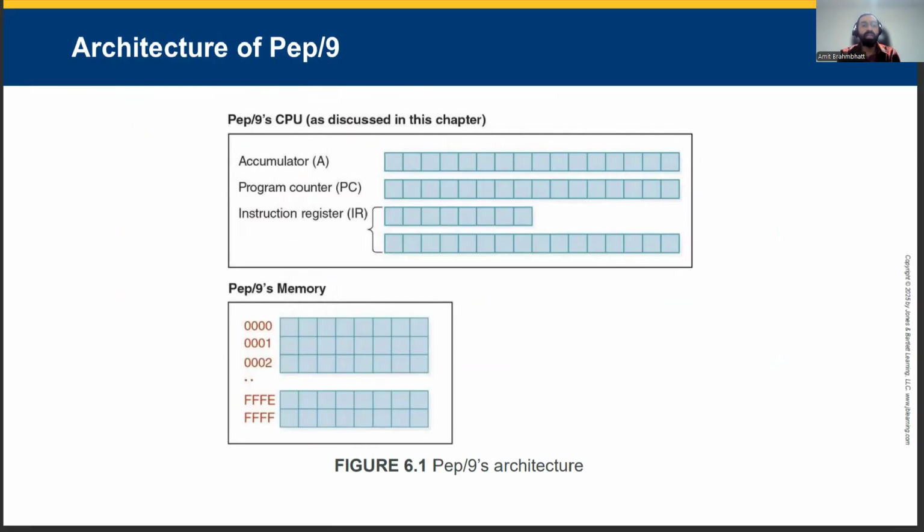The architecture diagram shows how the main components interact: memory, registers, the CPU, and the input-output pathways. By understanding this layout, we can visualize how instructions move through the system and how data flows between memory and accumulator. This becomes especially important when interpreting instruction formats and addressing modes. As we continue, you'll see how this architecture influences every aspect of machine and assembly programming in PEP9.